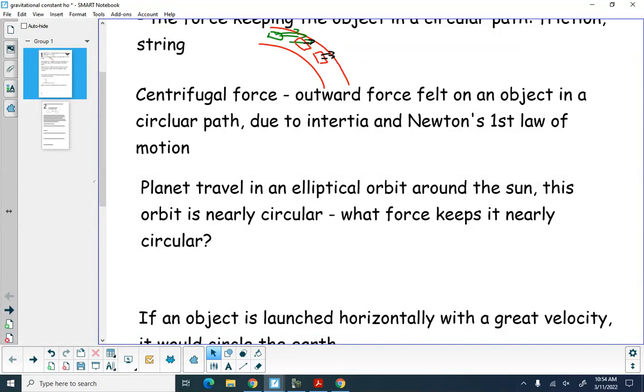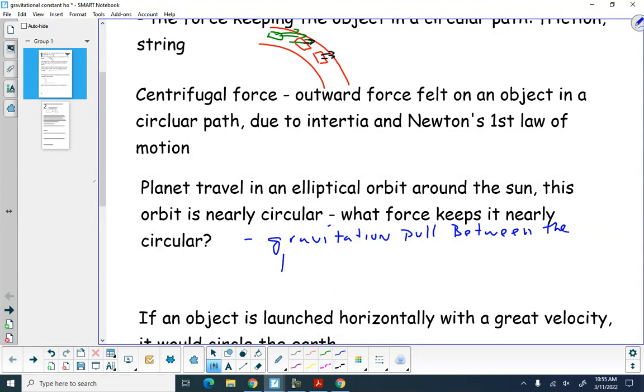As we talked about yesterday, in Kepler's ideas and Kepler's laws and Tycho Brahe, this orbital path is close to being circular. It's not perfectly circular, but it's close. It is an elliptical path. And once again, the force that keeps it going in the circular path, as we talked about yesterday, is what? What keeps the orbits going around the sun? Gravity. Yeah. The gravitational pull between the planet and the sun.